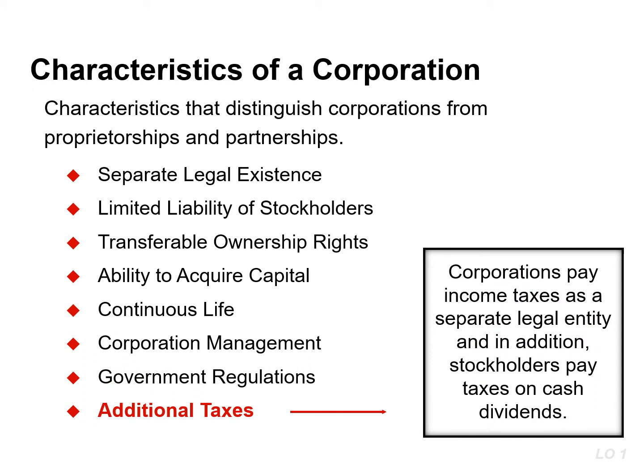Owners of sole proprietorships and partnerships report their share of earnings on their personal income tax returns. The individual owner then pays taxes on this amount. Corporations must pay federal and state income taxes as a separate legal entity. These taxes can be substantial. In addition, stockholders are required to pay taxes on cash dividends. So many argue that corporate income is taxed twice, often referred to as double taxation, once at the corporate level and then again at the individual level.